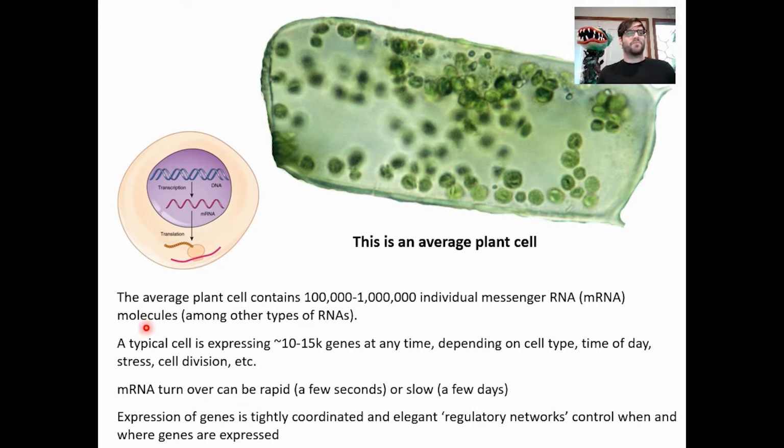And so mRNA turnover can be really rapid, within a couple seconds, or it can be very slow, within a couple days. And generally, expression of genes is tightly coordinated in these elegant regulatory networks that control when and where genes are expressed. So for instance, if a plant encounters an herbivore, so let's say an insect bites a plant leaf, within a couple of minutes, that plant will have a hormone response of, let's say, jasmonic acid, and then within maybe 5 or 10 minutes, that will initiate a downstream signaling cascade that will change what genes are expressed and how they're expressed in the cell.